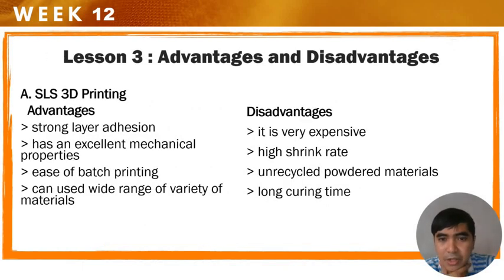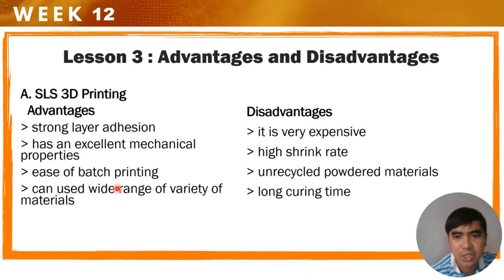So these are the advantages and disadvantages of each process. First is SLS 3D printing. What are its advantages? Strong layer adhesion, because it utilizes a high-power laser beam, so it can completely melt the plastic materials. It has excellent mechanical properties, because it will completely bond the plastic materials.